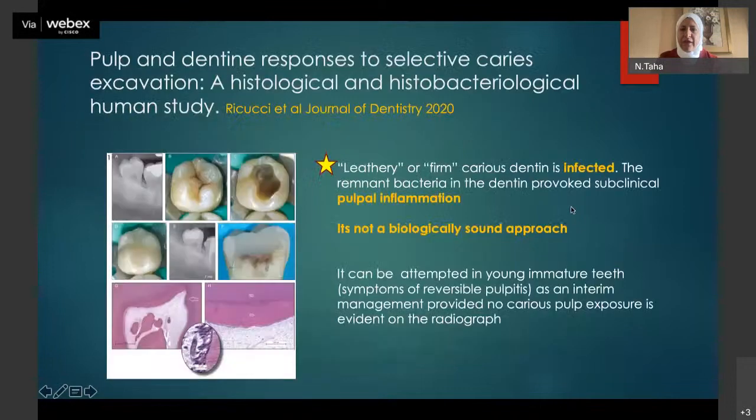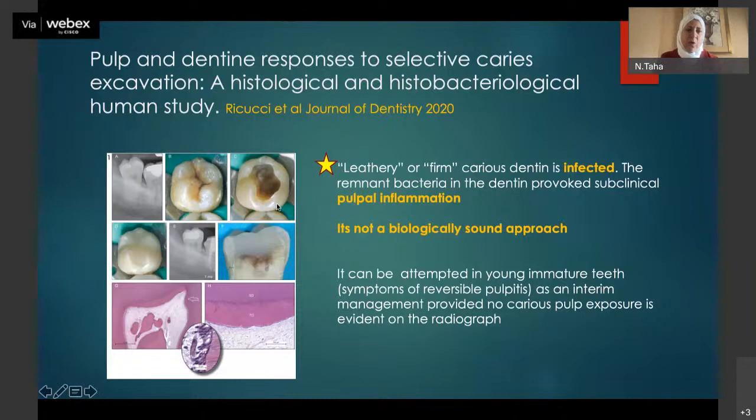because of different protocols. Ricucci et al. have shown in his recent publication in 2020 that leathery or firm carious dentine is actually infected. So there is bacteria in that dentine that we leave, and in the long term, it may result in pulp necrosis. So he says that it's against biological principles to do indirect pulp capping, and the American Association of Endodontists has followed his recommendation actually, and IPT is not a recommended procedure in the States, while it's still acceptable in the UK.